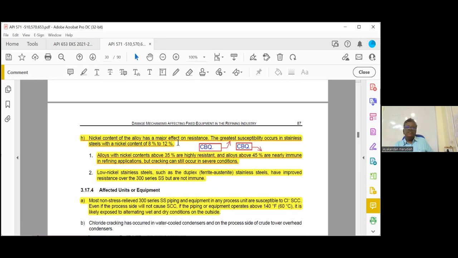Nickel content of the alloy has the major effect on resistance. The greatest susceptibility occurs in stainless steel with the nickel content 8 to 12%. And the next, alloys with the nickel content above 35% are highly resistant, and alloys above 45% are nearly immune. That also important.